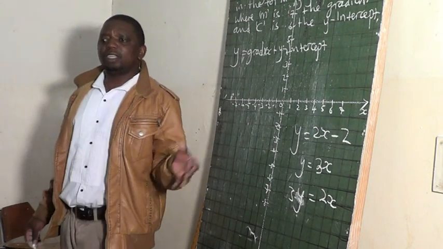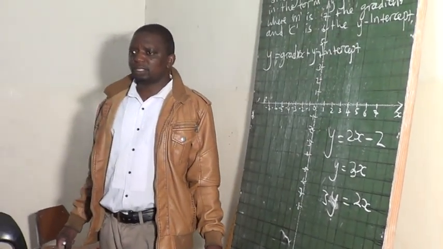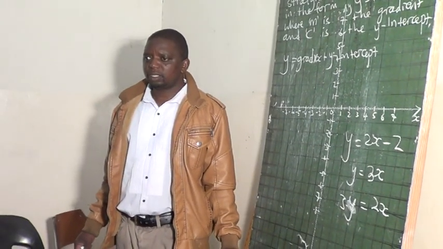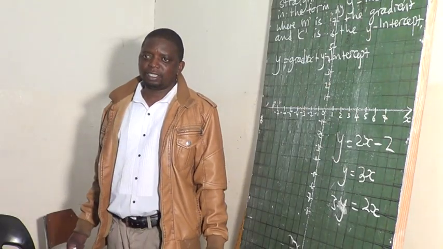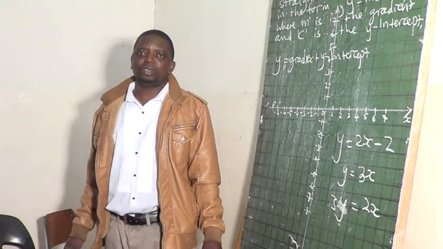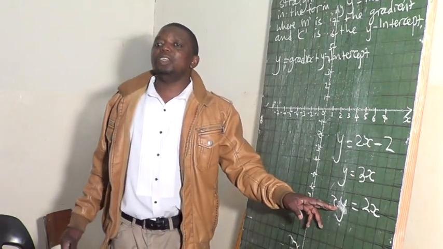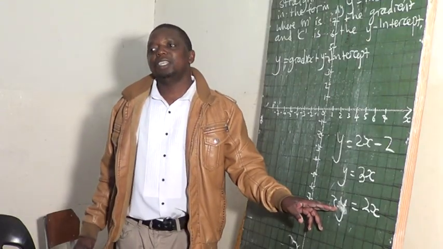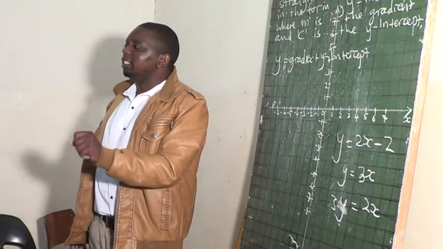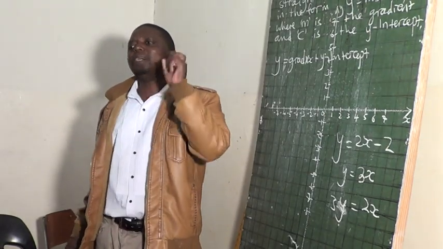What about in 3y is equal to 2x? What is the gradient and what is the y-intercept? Gradient is 2/3, y-intercept is 0. Very good. I said you can only identify the gradient when y is the subject of the formula. The gradient is the coefficient of x when y is the subject of the formula.